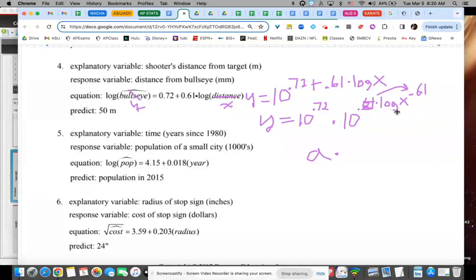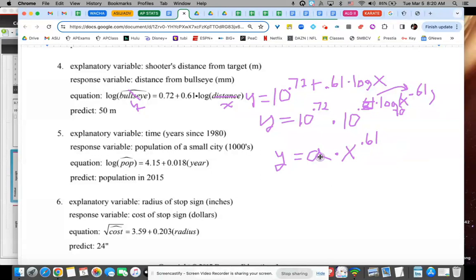And now this is log base 10, right? So I have 10 raised to the log base 10 of x to the power. This whole thing is inside the log now. These are inverse functions. If you remember from Algebra 2, 10 raised to something and log base 10 are inverse functions. So these actually cancel out, and you're left with x raised to the 0.61. Does this look familiar? It should. This is a power equation.